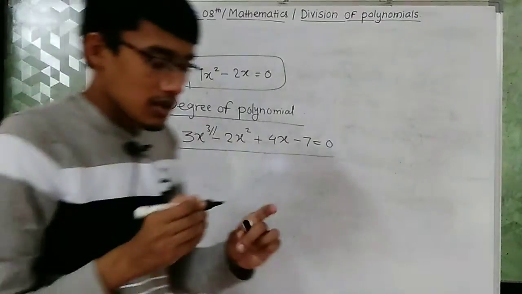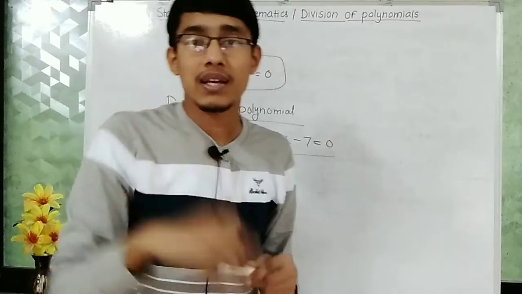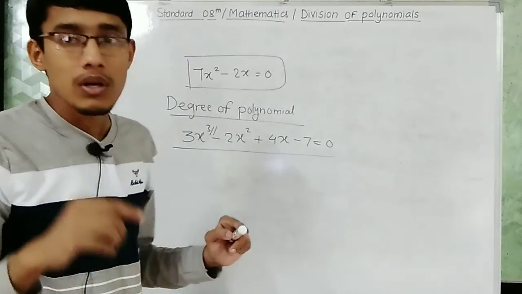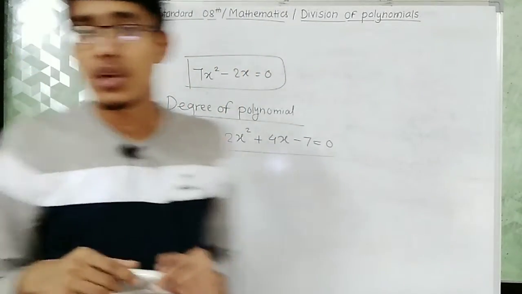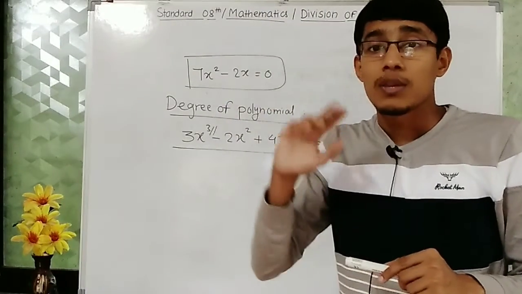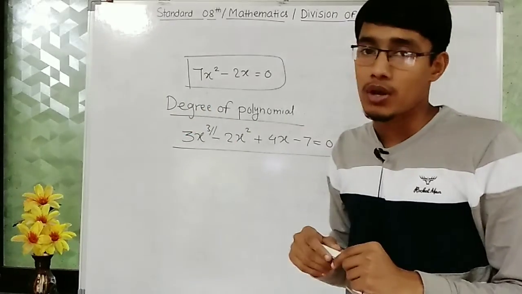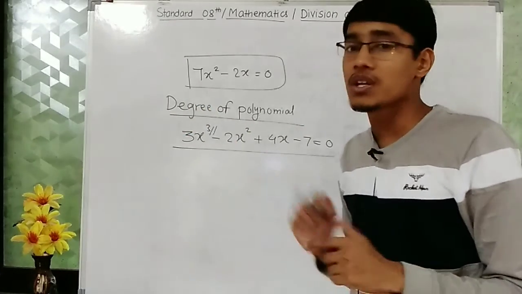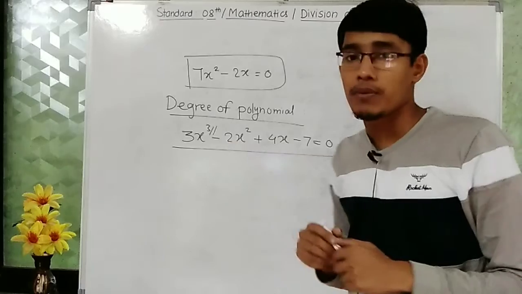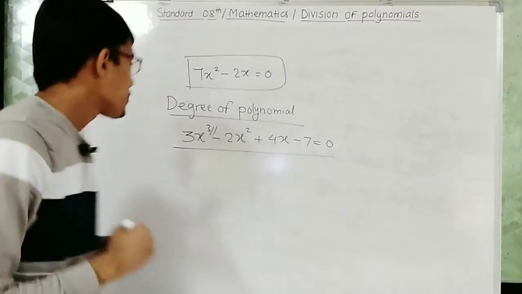It is the biggest index or the greatest index in the equation. In a polynomial, the maximum power will be the degree of the polynomial. So in this equation, what is the degree? The degree is 3.